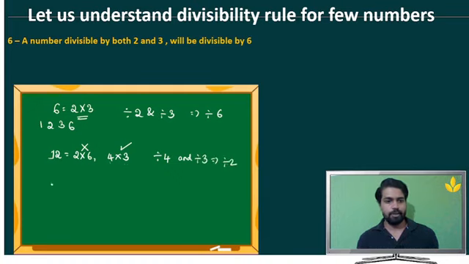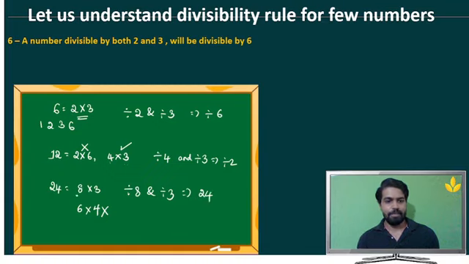Okay, so if you want to talk about 24, I need to take 8 and 3, not any other number. If you take 6 and 4, they have a common factor 2 common to both of them, which will not work. A number divisible by 8 and divisible by 3 will be definitely divisible by 24.